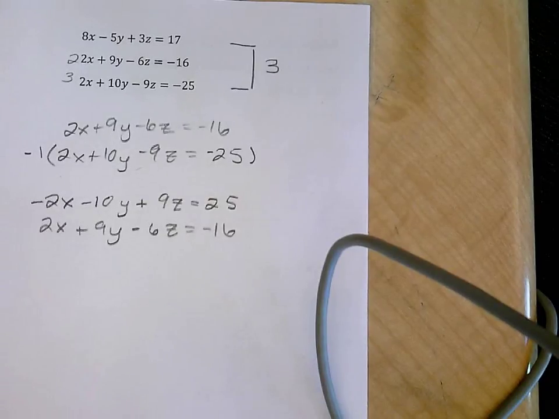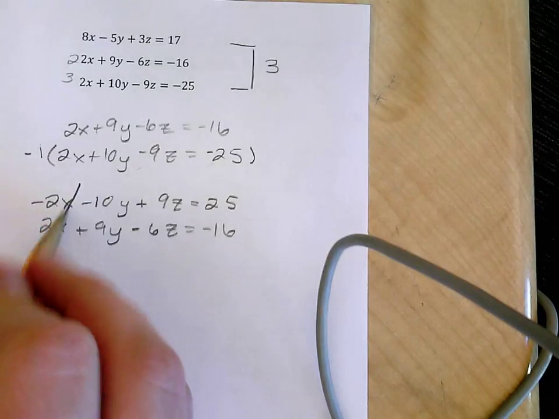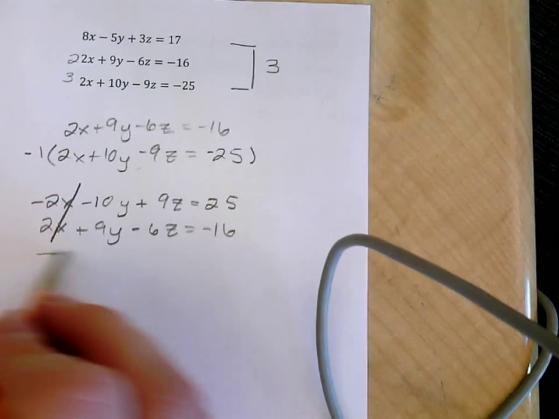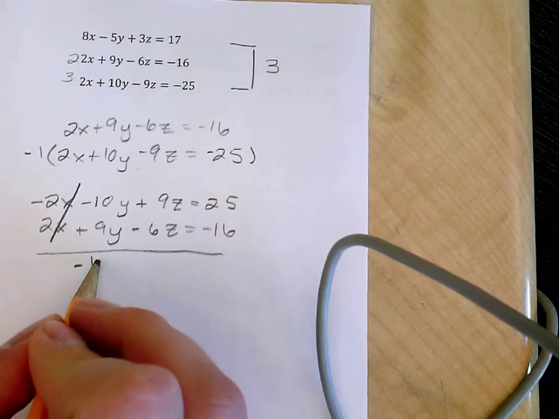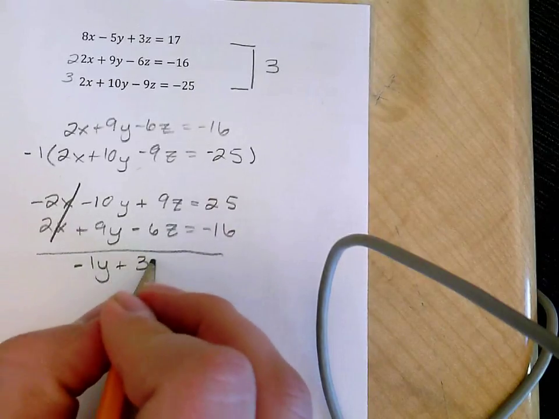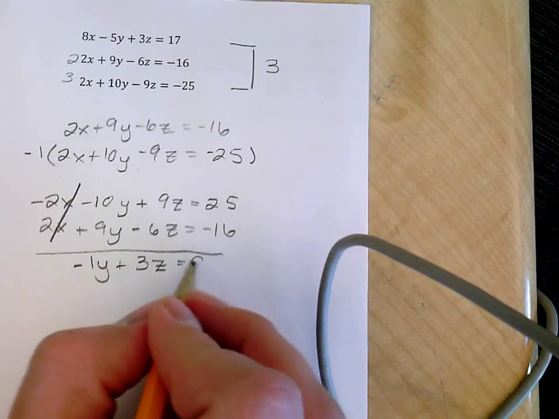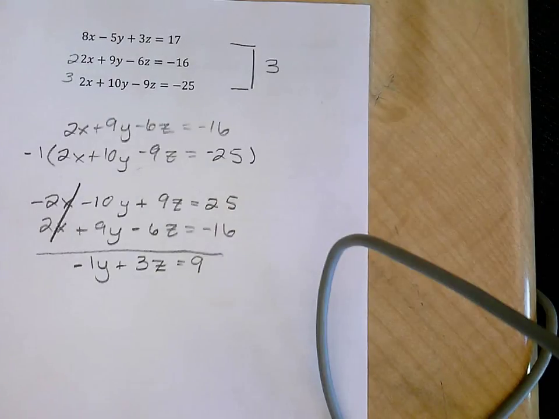From here, I'm going to add downwards. Once again, what that does is it eliminates the x's. The y's become -1y. And the z's become a positive 3z. Finally, you get 25 minus 16 gives me 9. Okay? So now we have one of the two variable equations. We need a second two variable equation.